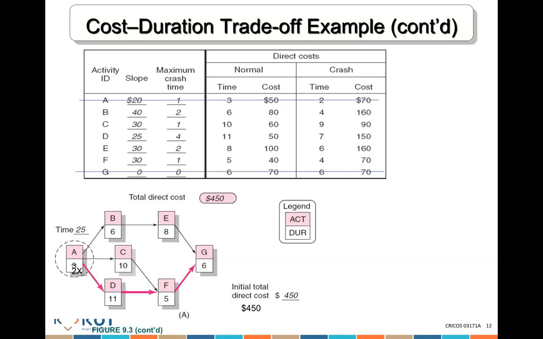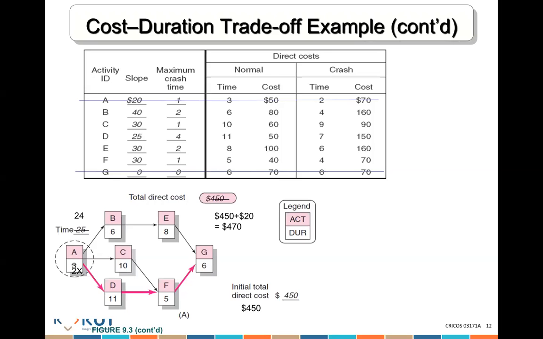Because I am finishing the project 1 day earlier, the duration is going to be 24 days. So if I finish it in 24 days, how much is it going to cost me? 470, sir. 470 because we reduce A 1 time and that cost me an extra $20. So that's correct. It's 24 days and it becomes $470. Now, my next question to you is, now I have to crash either D or F. Which one is cheapest? D, sir.